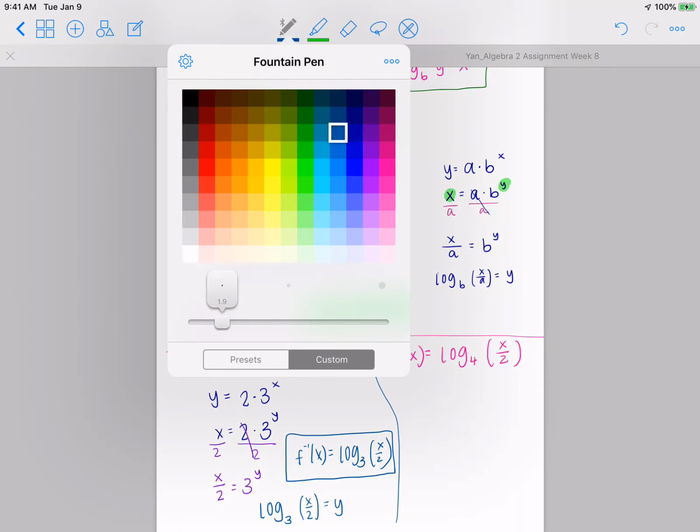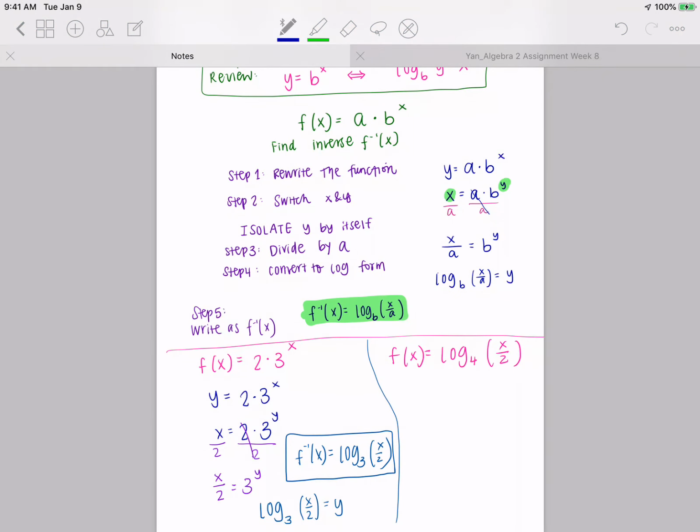Okay, next one. So this one is already in log. That means if I have to find the inverse, it would be in exponential form. Actually, before that, we rewrite as a y first. And then now we switch our x and y.